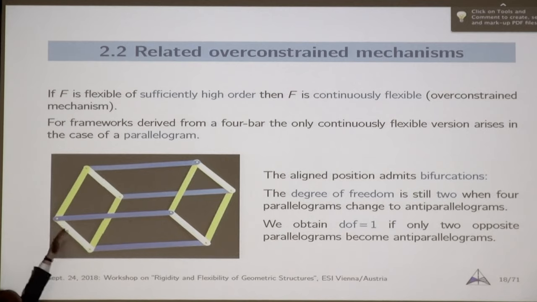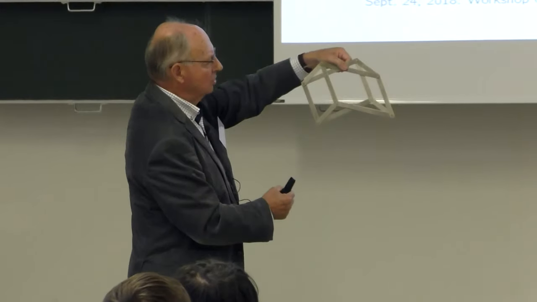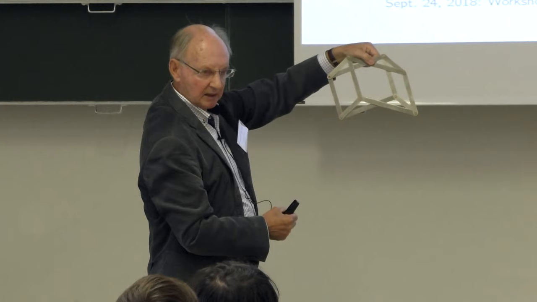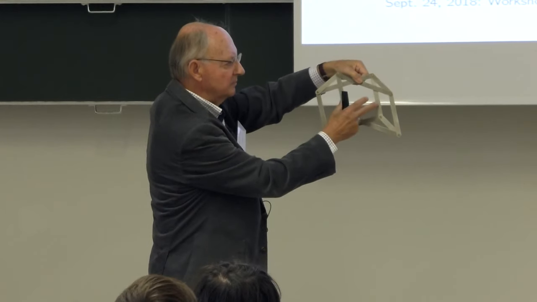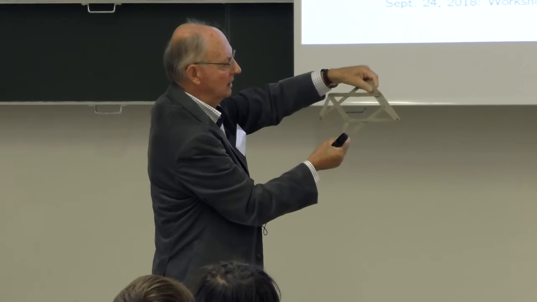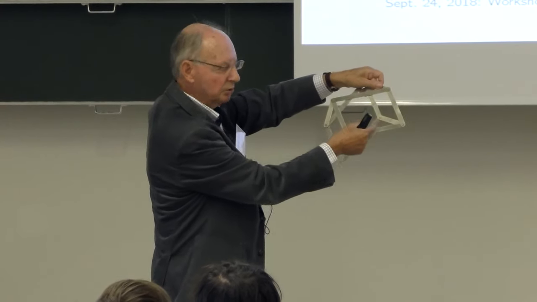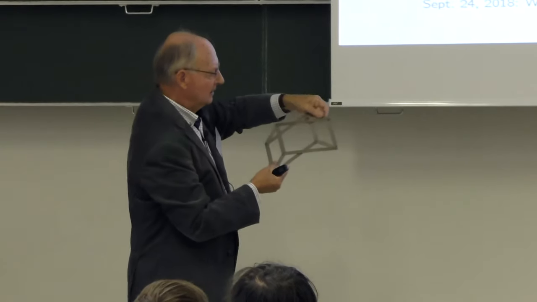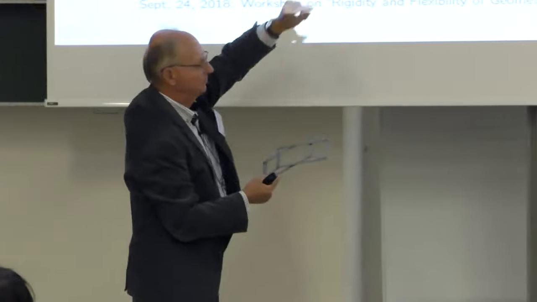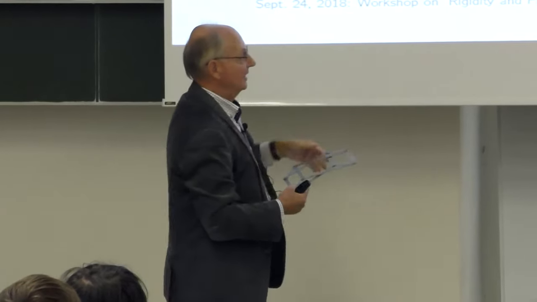And the surprising thing is you can find a position where all the bars are aligned, and there is a bifurcation possible. For example, I can switch two parallelograms into antiparallelograms. Then the degree of freedom is only one. But if also a second pair of parallelograms is switched to antiparallelograms, then again we get, as a composition of two antiparallelograms, a two-parametric motion, so the degree of freedom is then again two.